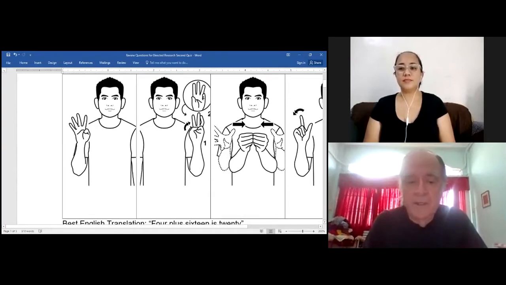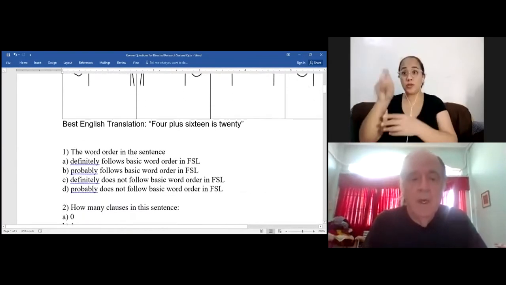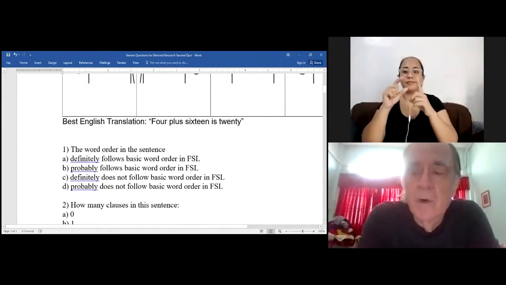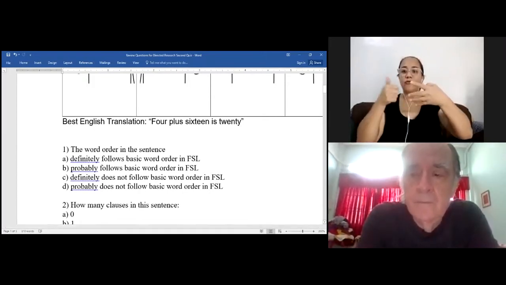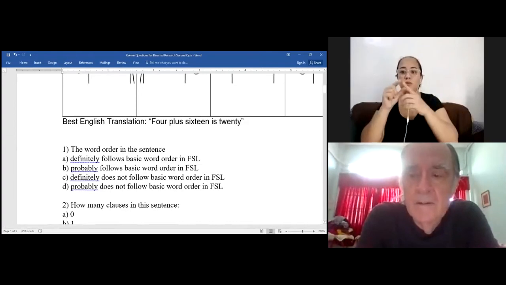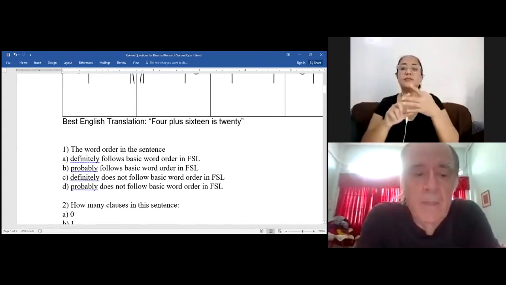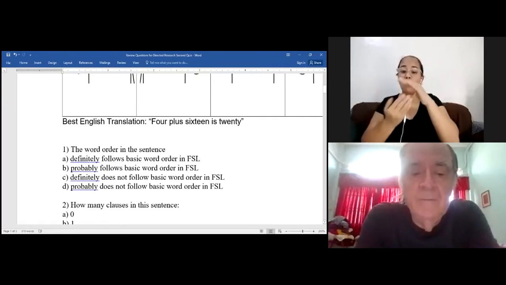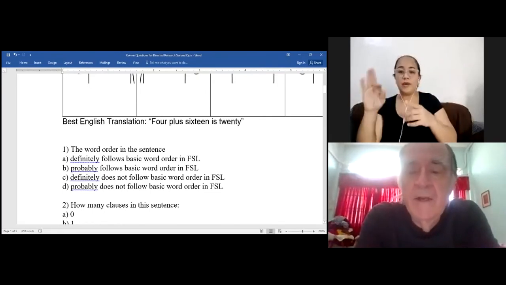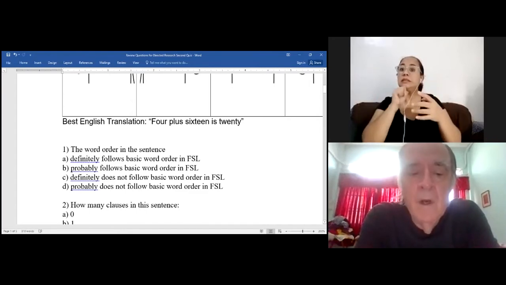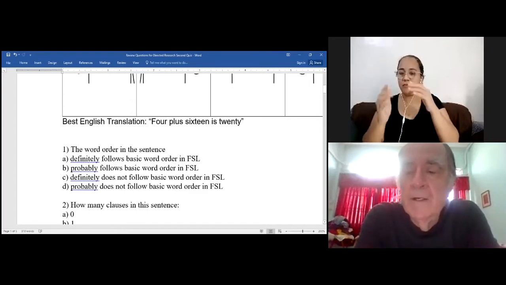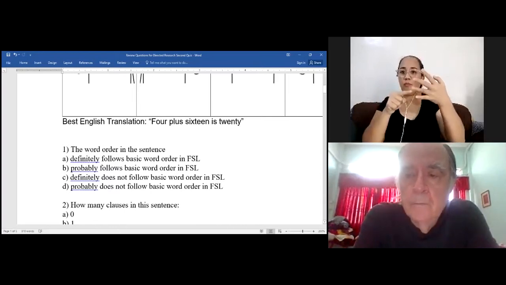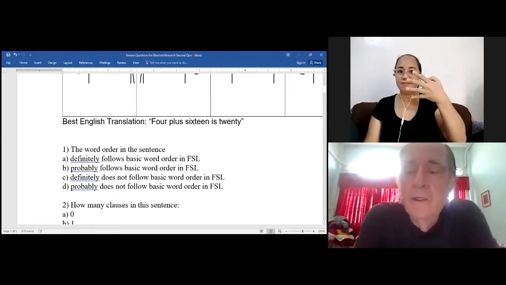So the first question is, the word order in this sentence: A, definitely follows basic word order in ASL. B, probably follows basic word order in ASL. C, definitely does not follow. D, probably does not follow. So which one do you think?